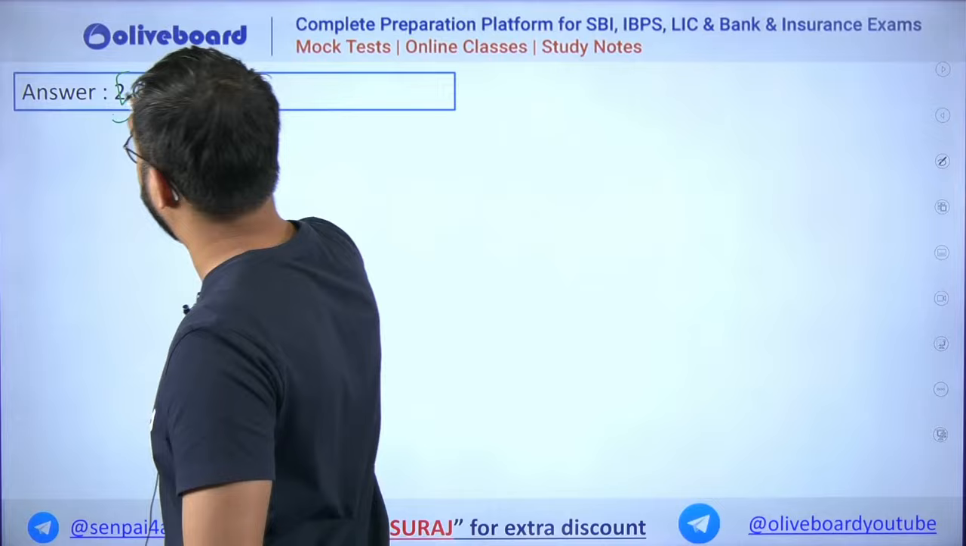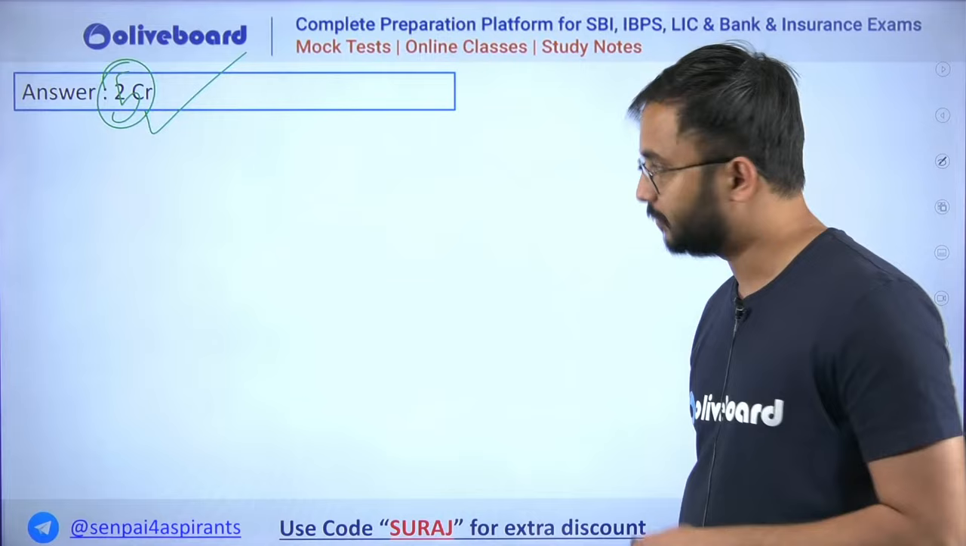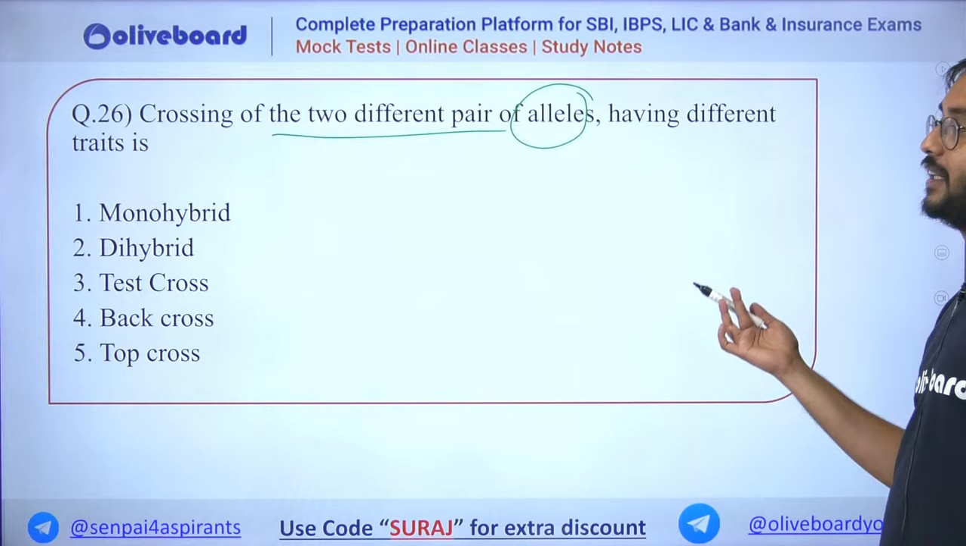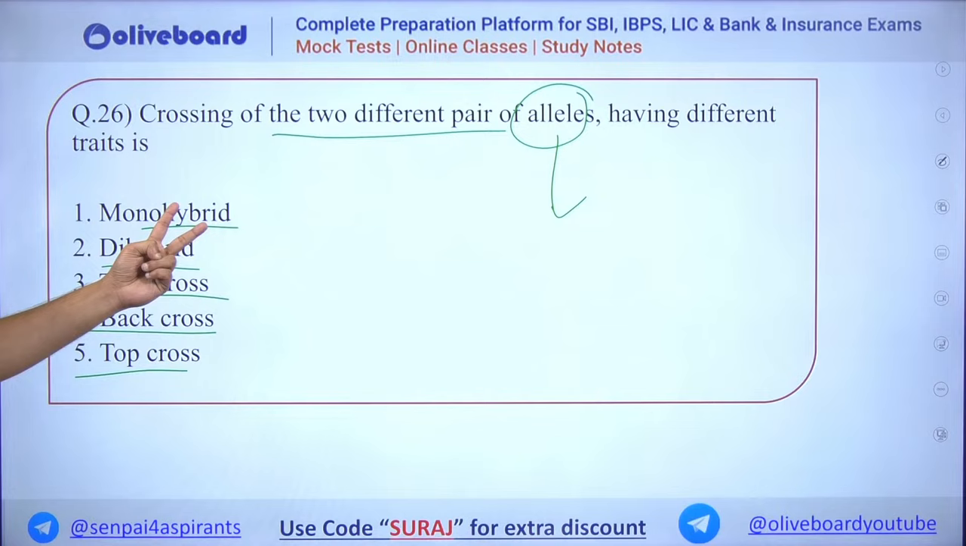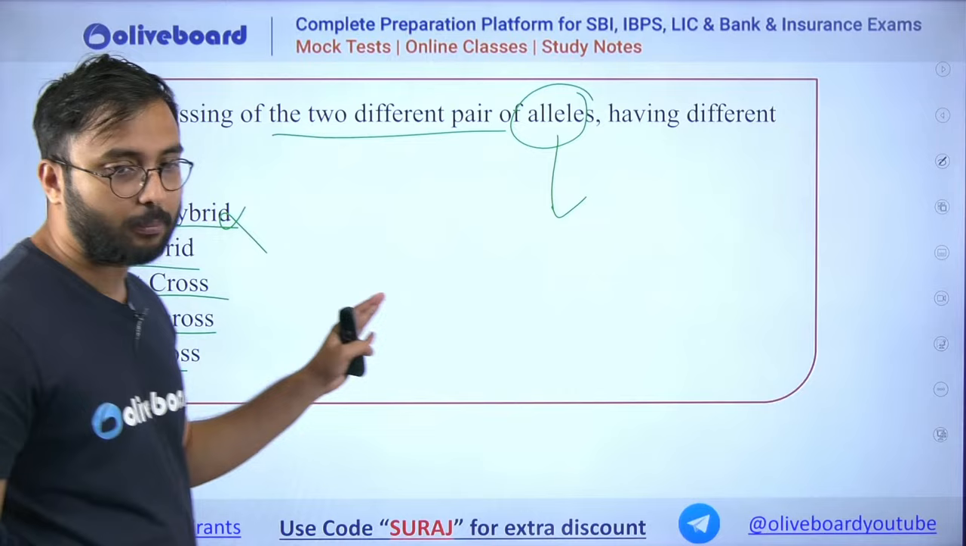Okay, but no worries. Next, crossing of two different pairs of alleles having different traits is called as what? So alleles we all would be knowing about. We are moving towards biotechnology. So monohybrids, dihybrids, test cross, back cross and top cross. So when two different pairs of alleles having different traits are crossed, that would never be called monohybrids, because monohybrids are all about the same pair of alleles.